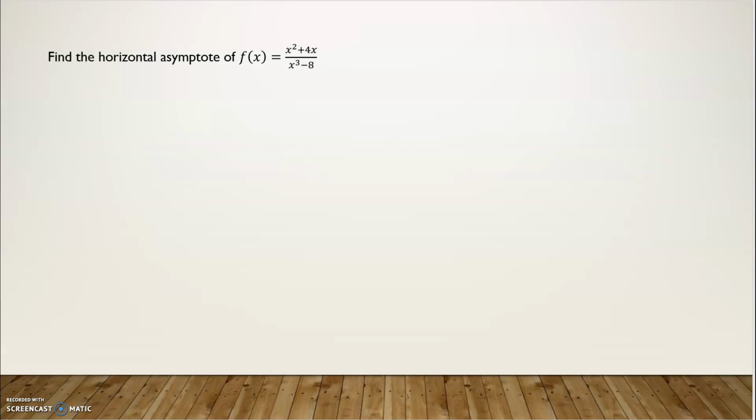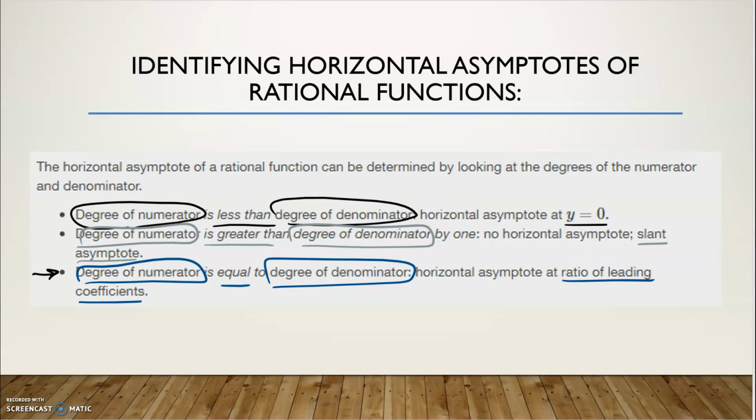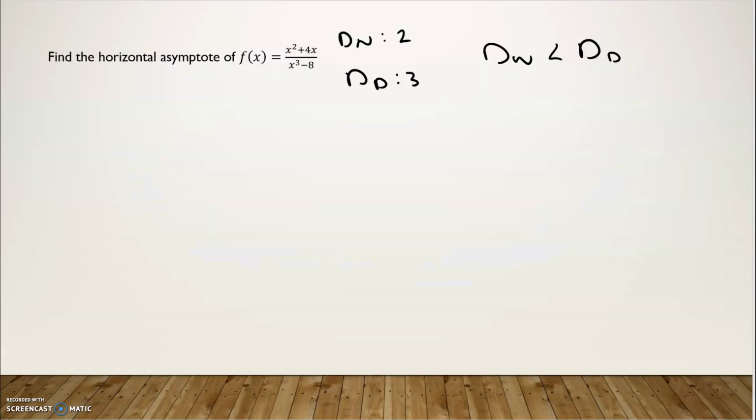Okay, now looking at this one, the degree of the numerator is 2 and the degree of the denominator is 3. So the degree of the numerator is smaller than the degree of the denominator. Coming back here, that means we're going to have an asymptote at y equals 0. So y equals 0 is our horizontal asymptote.